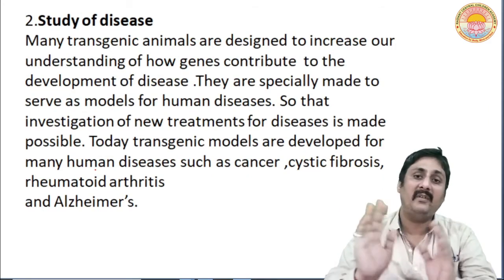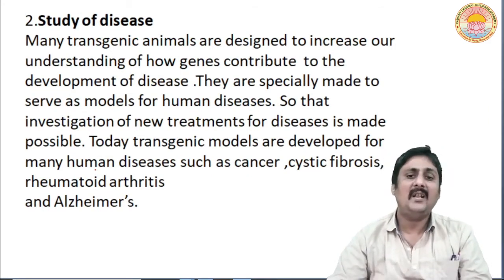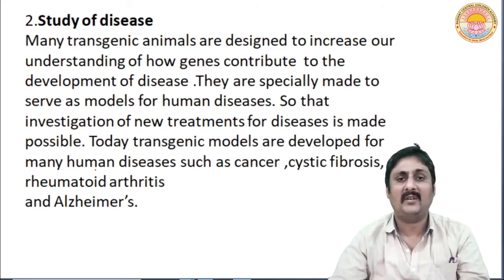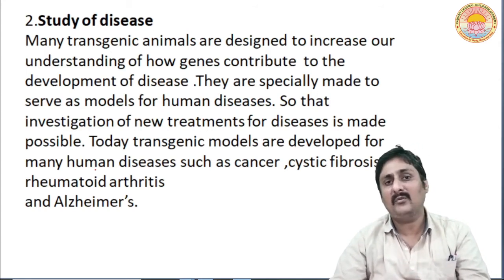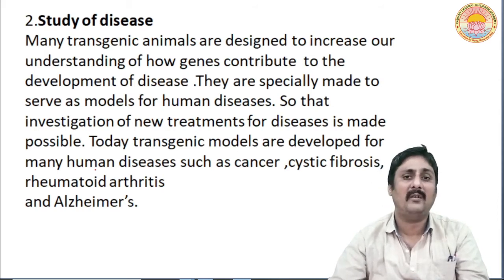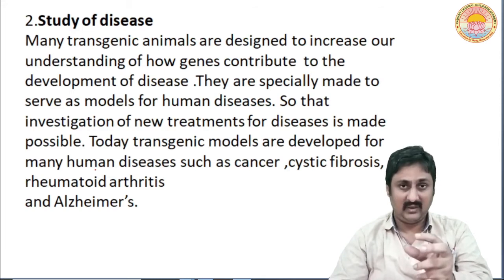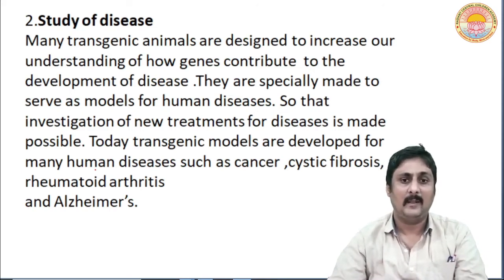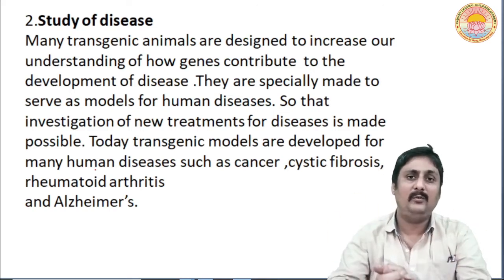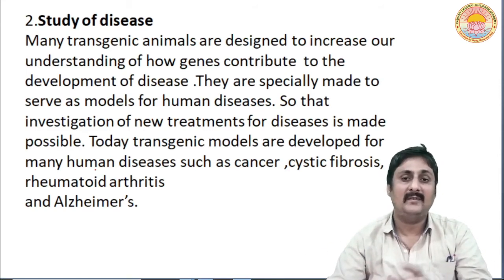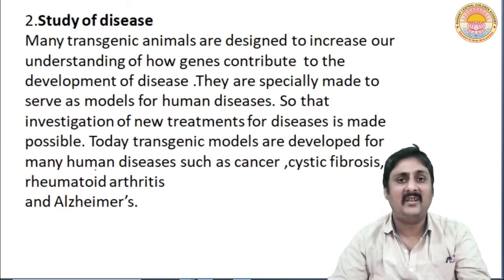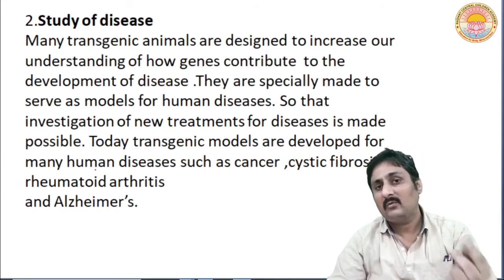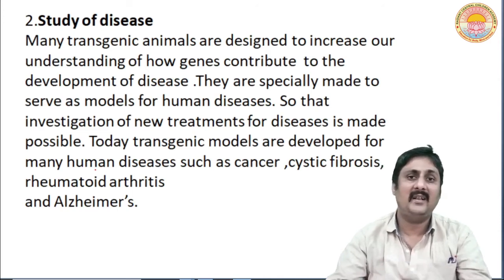Now let us talk about benefit number two, study of diseases. There are many diseases, for example, cancer, cystic fibrosis, rheumatoid arthritis, Alzheimer's. Currently, for almost all of these diseases we do not have a cure. In order to study such diseases, it is very important to create transgenic animals. Certain human models can be prepared. For example, transferring cancerous genes which are responsible for development of cancer from human beings to mice, that is creating a transgenic animal.